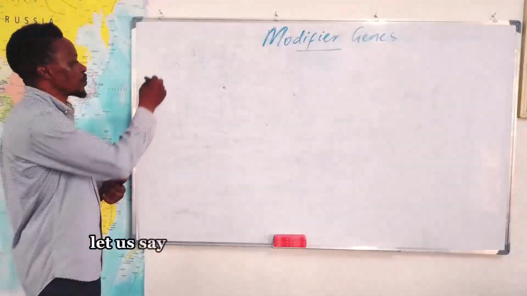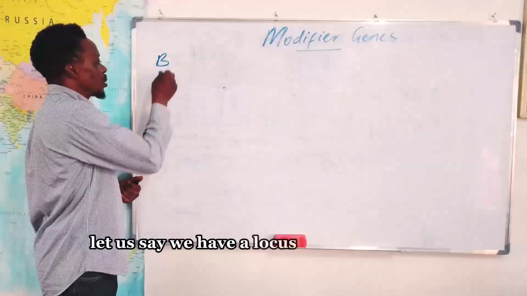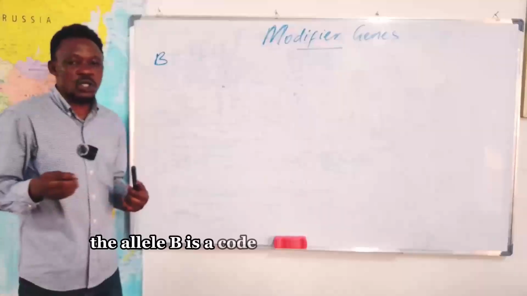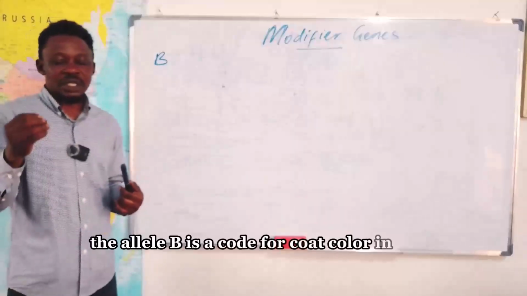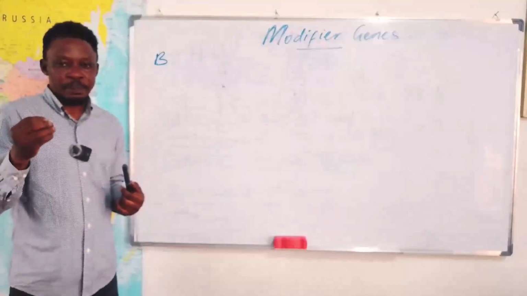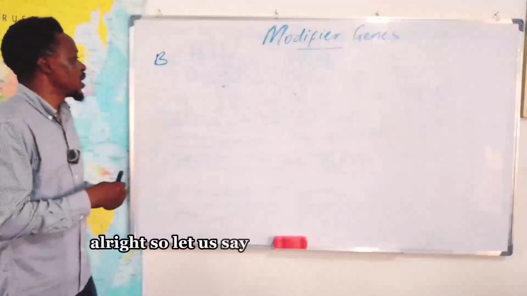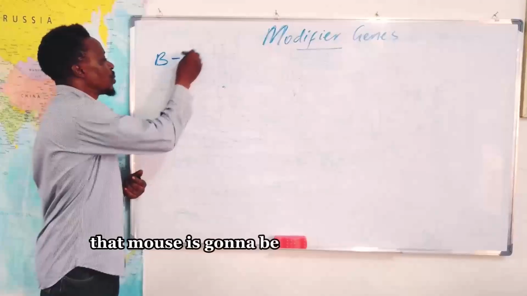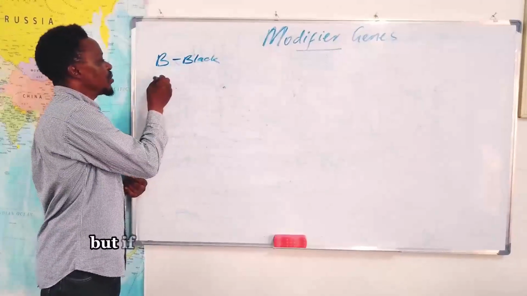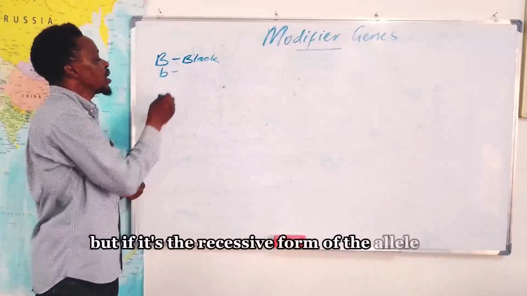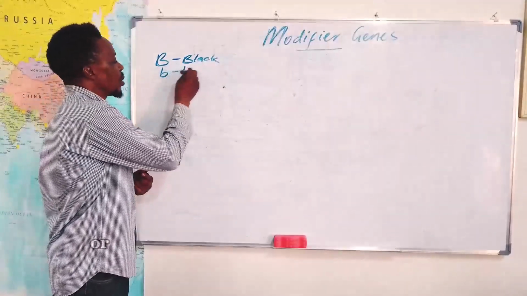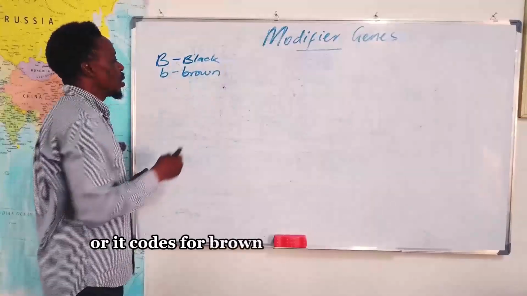Let us say we have a locus B. The allele B is a code for coat color in mice. So let us say if the allele B is present, that mouse is going to be black. But if it's the recessive form of the allele, let us say the mouse is going to be brown, or it codes for brown.